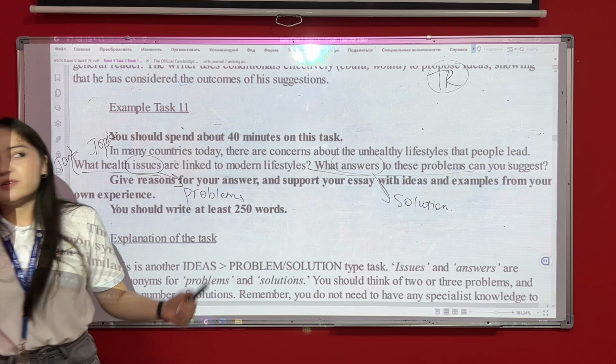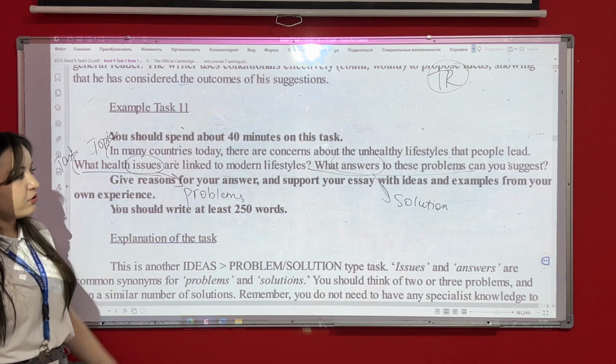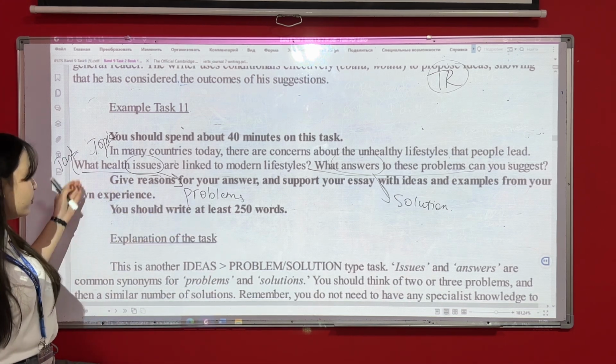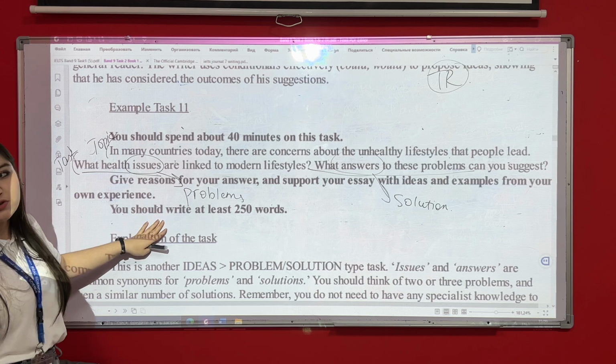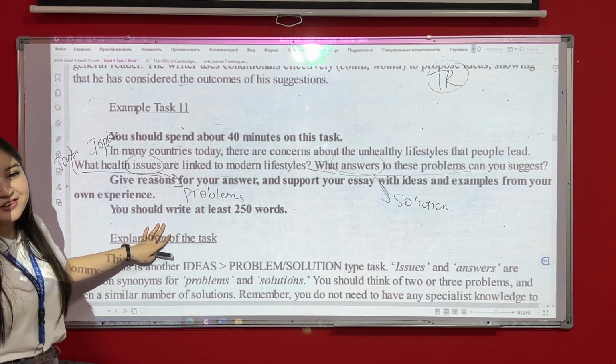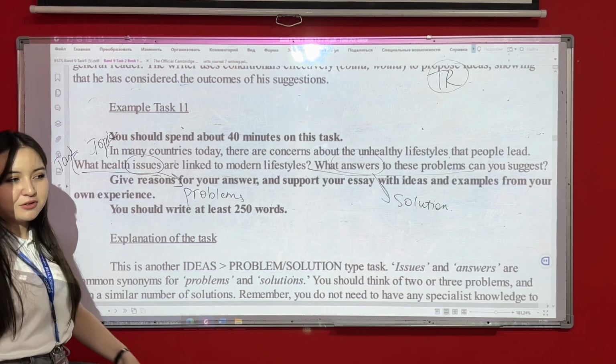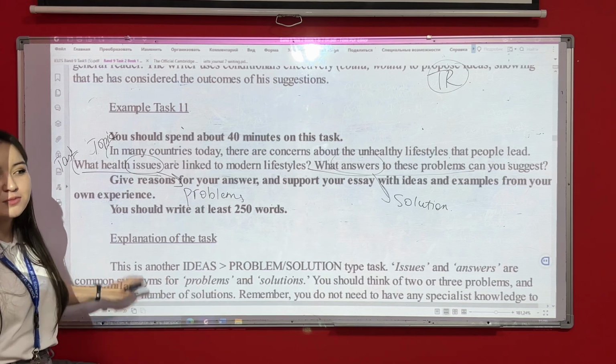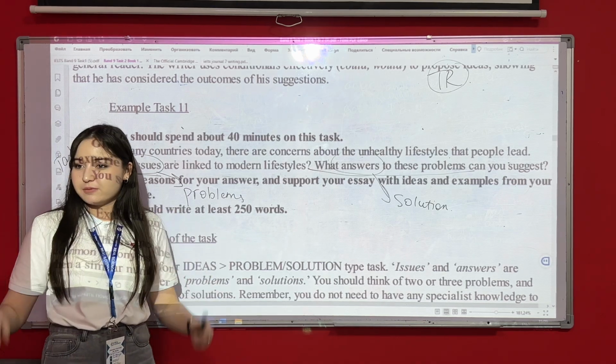Understandable? Yes. So here, give reasons for your answer and support your essay with ideas and examples from your own experience. Please do not write about your own experience, okay? Don't write about your relatives, your neighbors, or your friends. It should be something global, on a global level, okay?